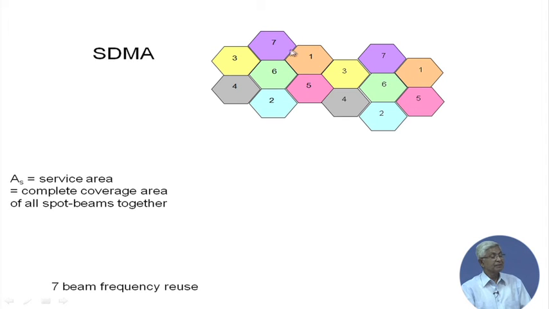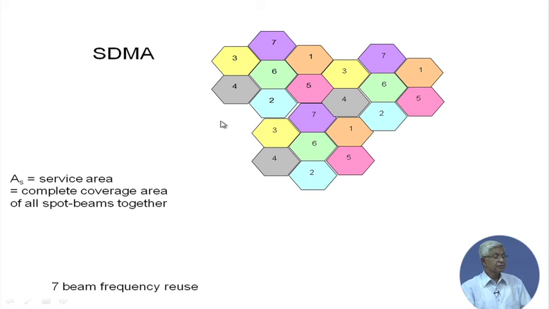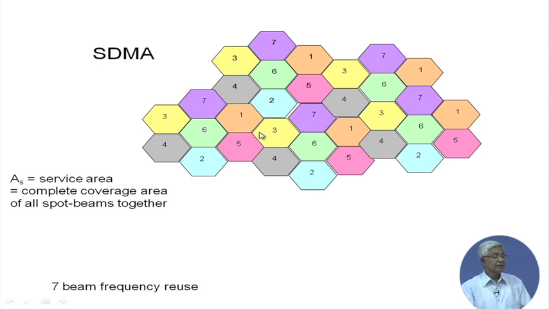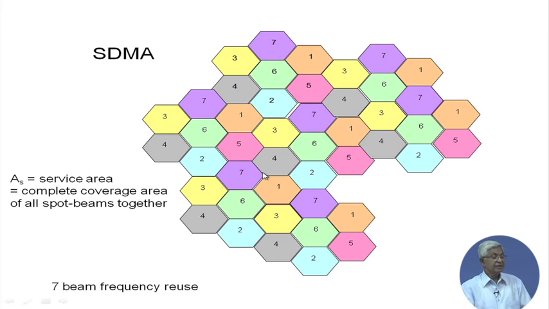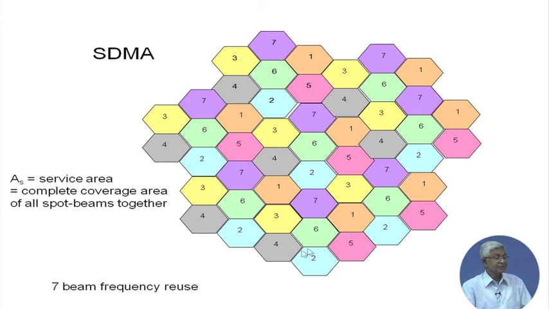So the beam patterns, radiation patterns are designed such that very small energy from this beam will fall into this beam, or from this beam to this beam, so that co-channel interference is less. So this is how this type of cluster of 7 beams can be used to complete the coverage area. So let us say this is the satellite coverage area approximately, and I have used many such 7 beam clusters. So I can use the frequency many times.